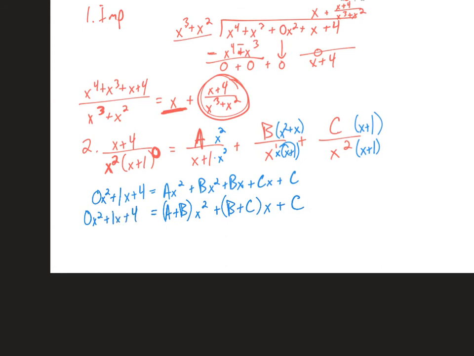So if I match stuff up for my system, I've got 0 equals a plus b, 1 equals b plus c, and 4 equals c. And I've got to solve that for a and b and c. So c is 4, that's nice. If I work backwards, 1 equals b plus 4, subtract 4, so b equals negative 3. That's nice, so a must equal positive 3.